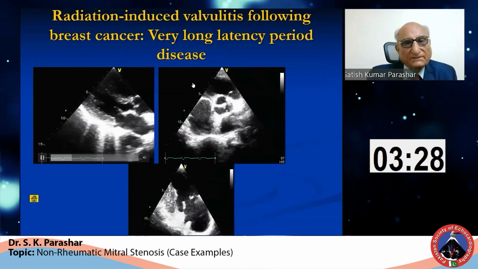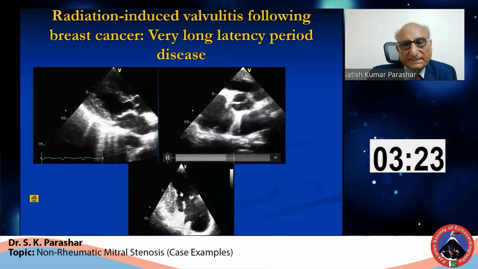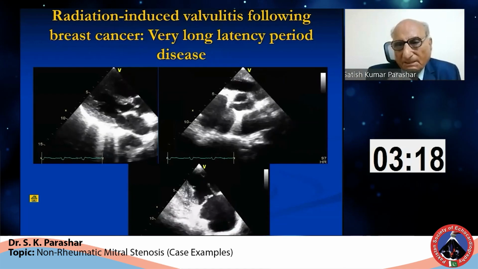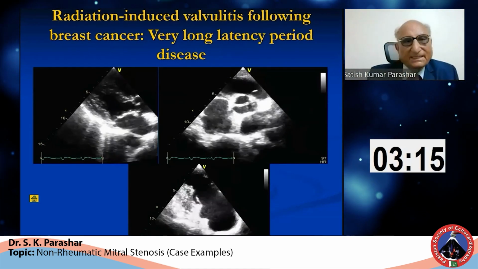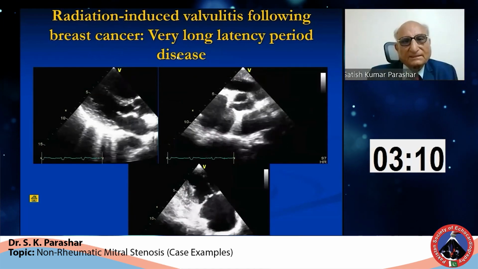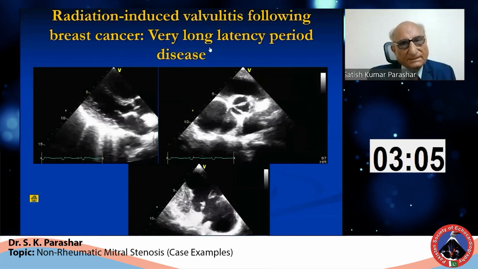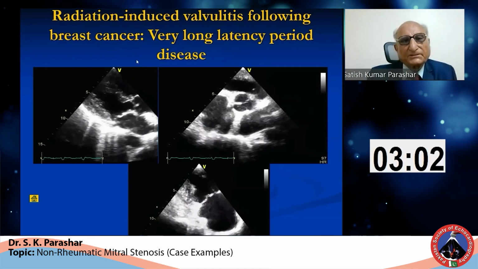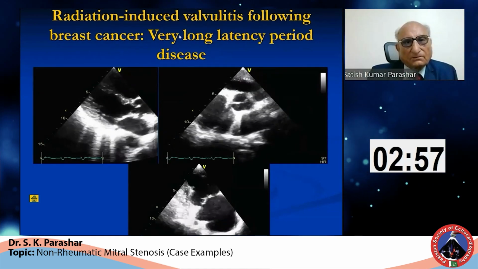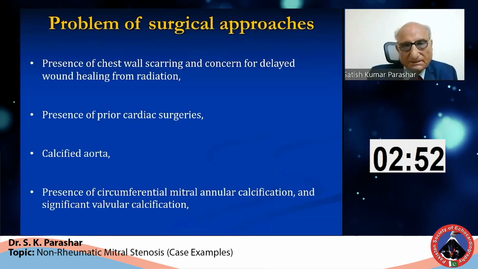So when we went into the history, she had anti-cancer therapy and radiation was given. At that time, the radiation was given as a diffuse thing, not a localized one. So this was a radiation-induced valvulitis following breast cancer, and it has a very long latency period. This patient came to us about 20 to 25 years after the radiation. Now, the longer the duration, they develop more of a regurgitation rather than a stenosis.